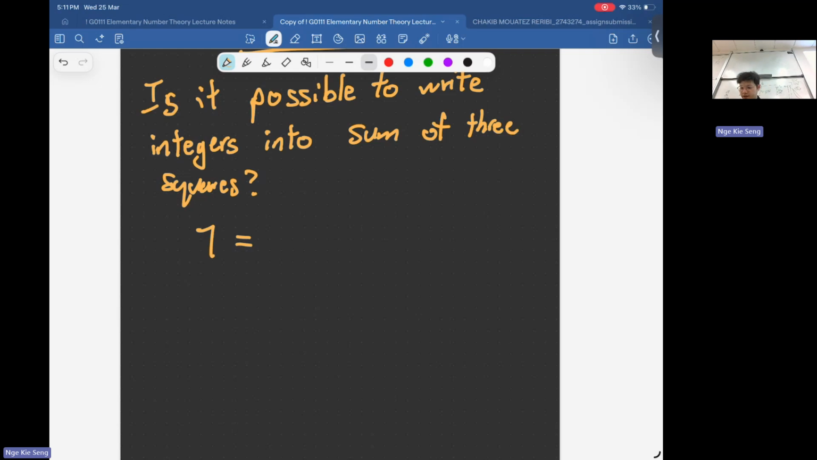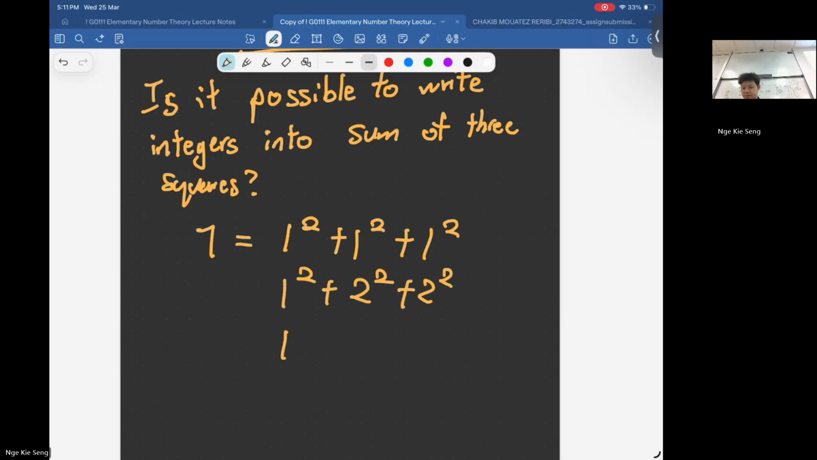No. I think a few possibilities you could try are a sum of 1 square, and 1 square and 2 squares. These are the few you could try, and more than that you'll be getting something greater than 7 already. So it's kind of hard.